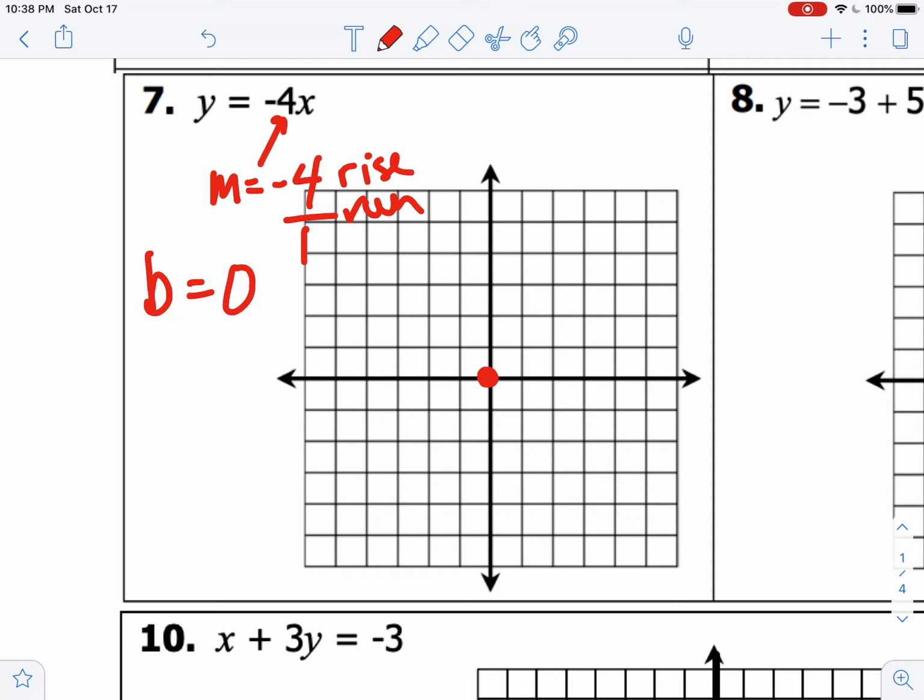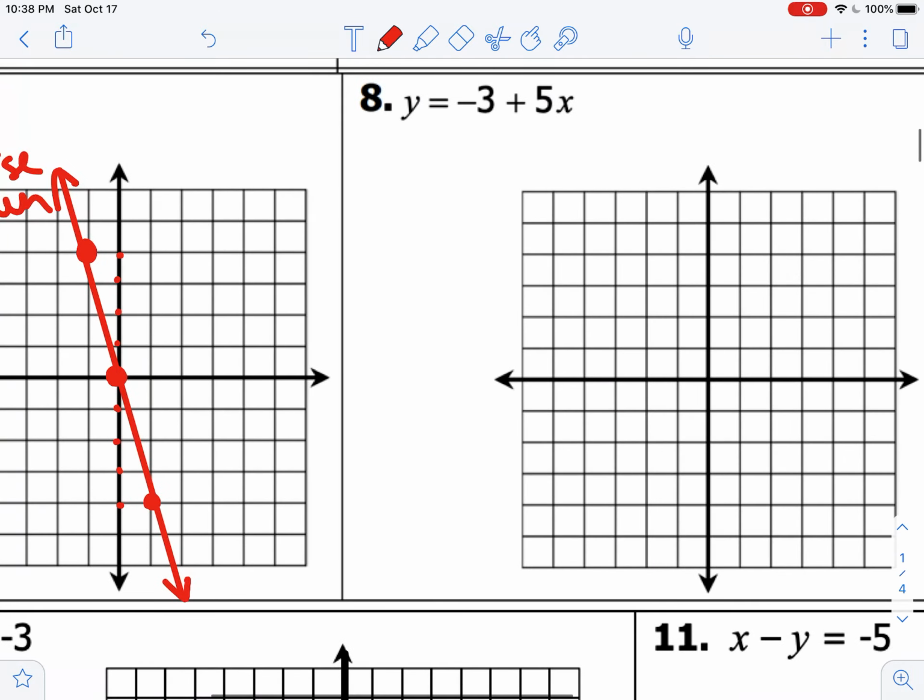And to make this negative 4 a fraction, we're going to place it over 1. So we've got our rise, and we have our run. So we can go down 1, 2, 3, 4 over 1. Going the opposite direction, we'd go up 1, 2, 3, 4, but you'd have to go in the opposite direction here. So it would be over 1 here. And then we take our line and we draw it, making it super straight.